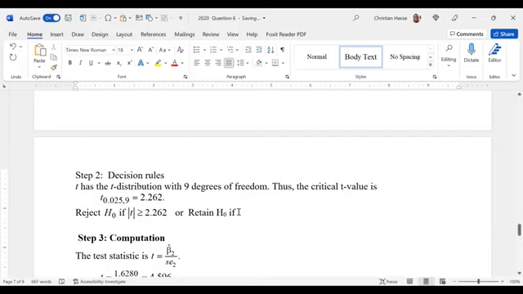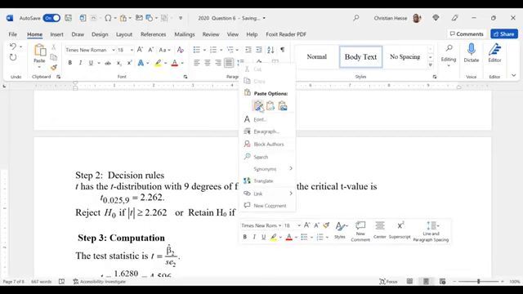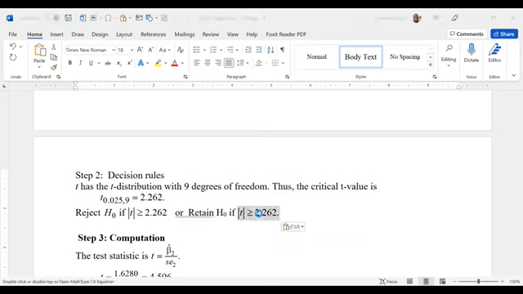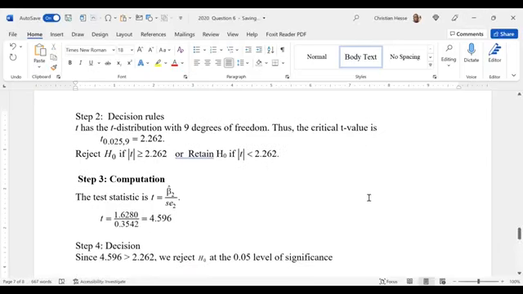If this one is less than 2.262, you can write it this way, like the way we've been doing it. Reject when it is greater than, or retain when it is less than. So that will be the decision rule. So what will be the computation?